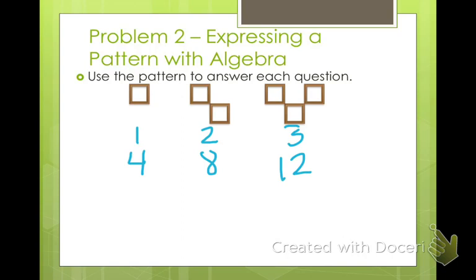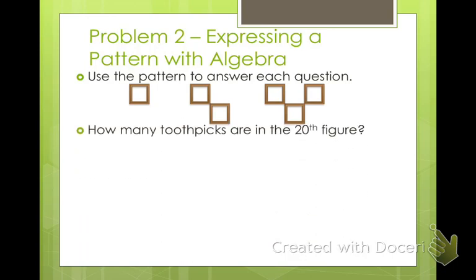Do you see any correlation between the figure number and how many toothpicks there are? Each one of them is times 4. So we could continue making the pattern, or if I just asked you, what's the 20th figure in the pattern? What could you tell me? Well, the 20th figure, you would just do 20 times 4, and everyone knows 20 times 4 is 80. Awesome.